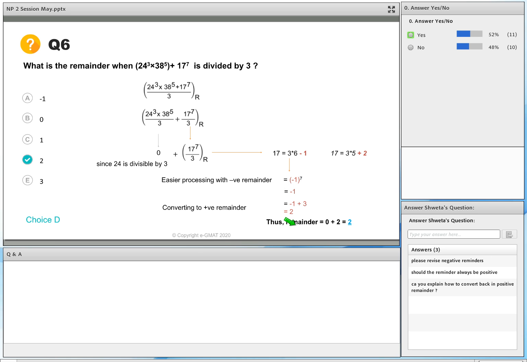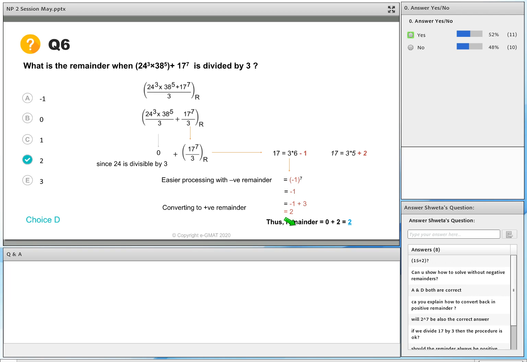Should the remainder always be positive? Positive or 0? Yes. How to convert into positive? Just add the divisor to the negative remainder. A and D both are correct. No, you cannot leave the final remainder as negative. I said it has to be 0 or positive.